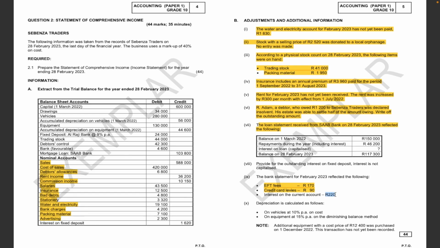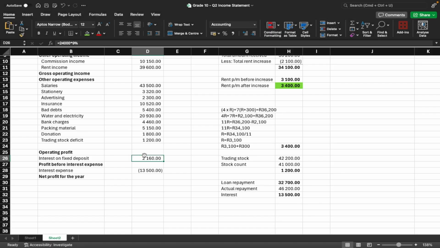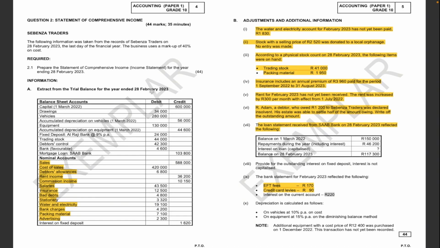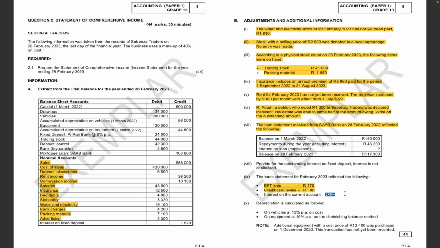But when they just say interest on current account, I don't know if the current account was negative, thereby the bank is charging me interest, or it's positive, thereby me getting an interest from the bank for having a positive amount. But in this case, it's positive because that's what they put the solution as. And so that was not too clear there. But nonetheless, we're going to put the 220 rand and add it to this 2,160 rand. So plus 220 rand.